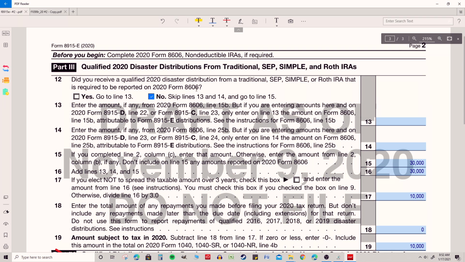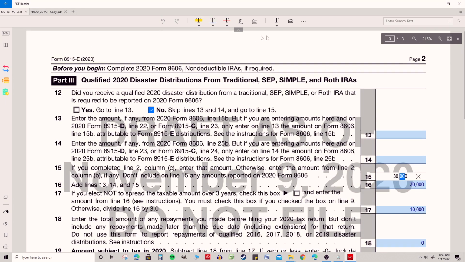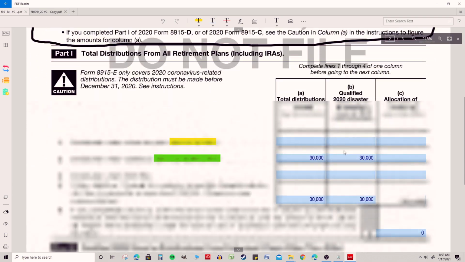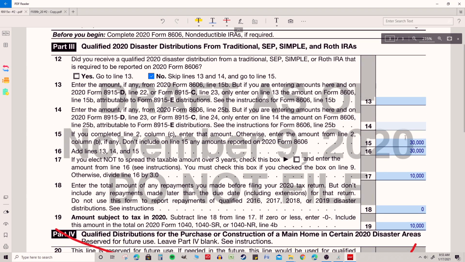If you did receive it, and you have that Form 8606, then you're going to check mark yes, and then start from line 13 and work your way down. But in our example, we can move right on down to line 15. It says, if you completed line 2, column C, which we did not, enter that amount. Otherwise, enter the amount from line 2, column B, if any. Don't include on line 15 any amounts reported on 2020 Form 8606. Therefore, the $30,000 is what is found in line 2B right here. That amount goes then in part 3, line 15, and that's where we start with that.